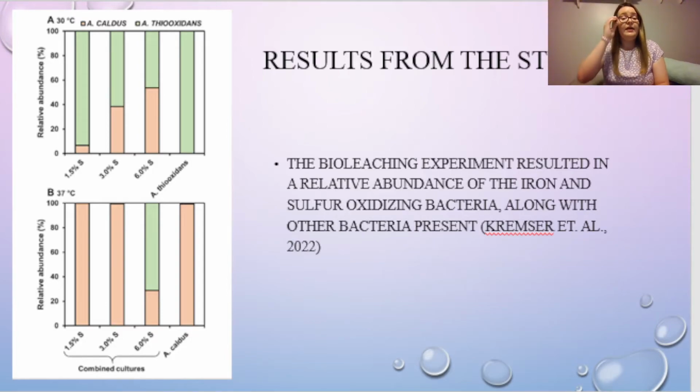Another result from the study is specifically the iron and sulfur oxidizing bacteria results. The bioleaching experiment resulted in a relative abundance of the iron and sulfur oxidizing bacteria, along with other bacteria that is present. So the top one, A, was specifically at 30 degrees Celsius, and they have different percentages of sulfur that was present in them. And then B represented the bacteria that was growing at 37 degrees Celsius, again at the different percentages of sulfur that was there. So again, they found that there was an abundance of both the iron and sulfur oxidizing bacteria.